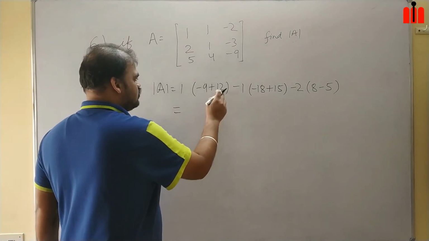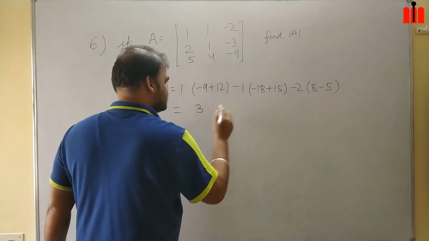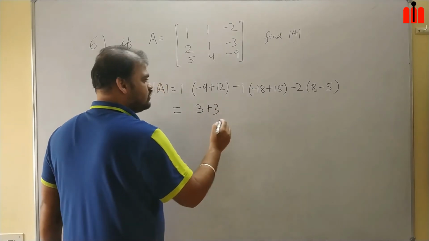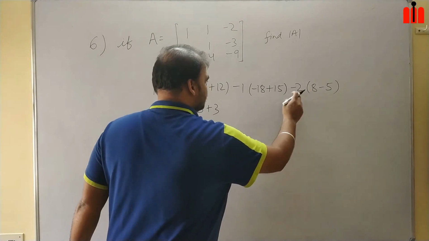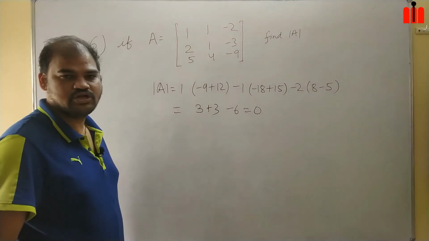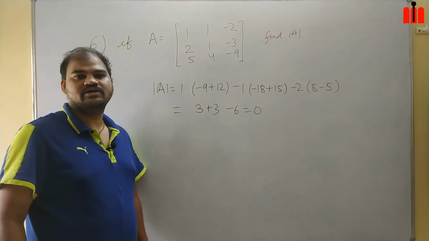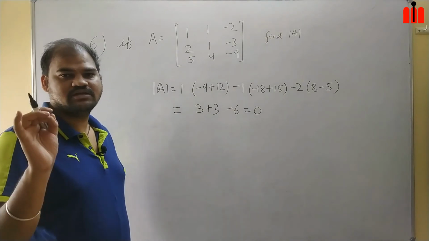This is equal to 12 minus 9, which is 3. Now here it is minus 3, so it will become plus 3. Here it is 8 minus 5, 3, minus 6. So 6 minus 6 is 0. So the determinant of this matrix is 0. Okay, so this completes problem number 6.